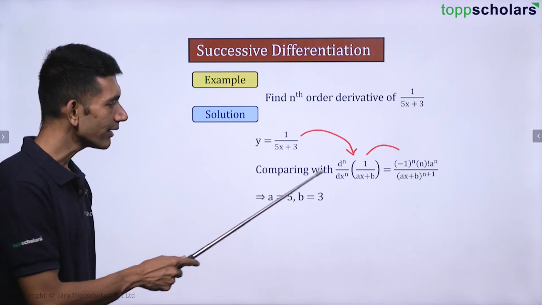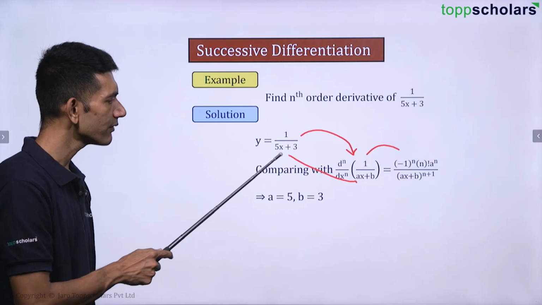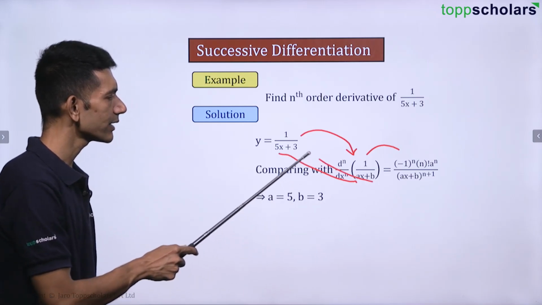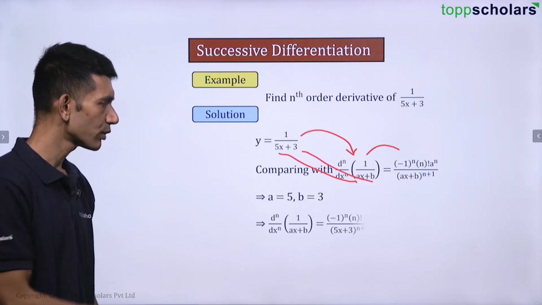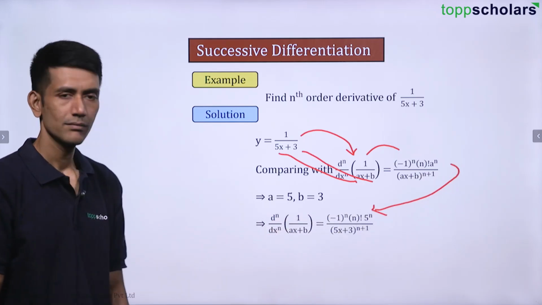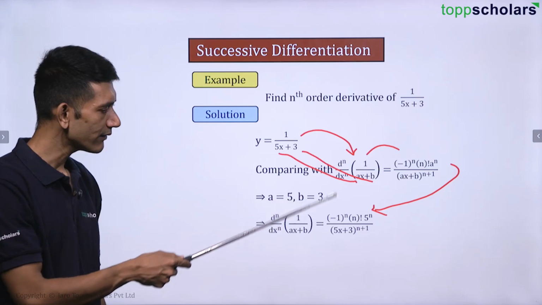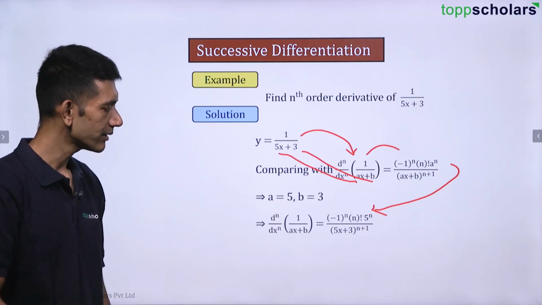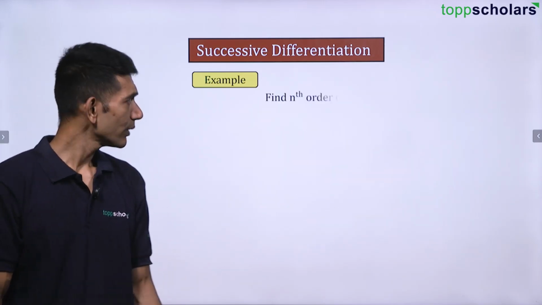Here, what is a? Your a is nothing but 5 and your b is nothing but 3. So let us put the values there. Put all the values of a and b here. Observe. Wherever you have a, that is 5. Wherever you have b, that is 3. And that's a simple example. Now let us see one more.